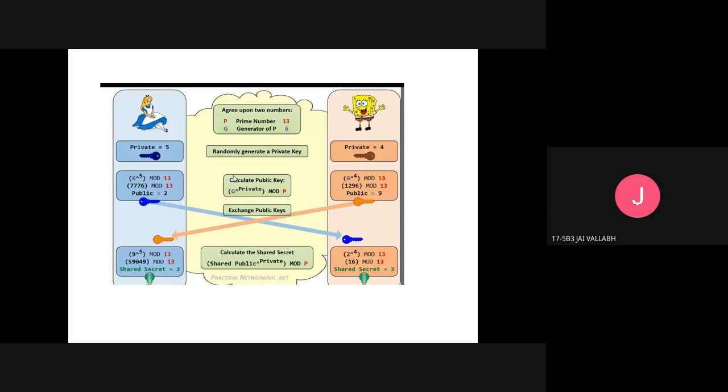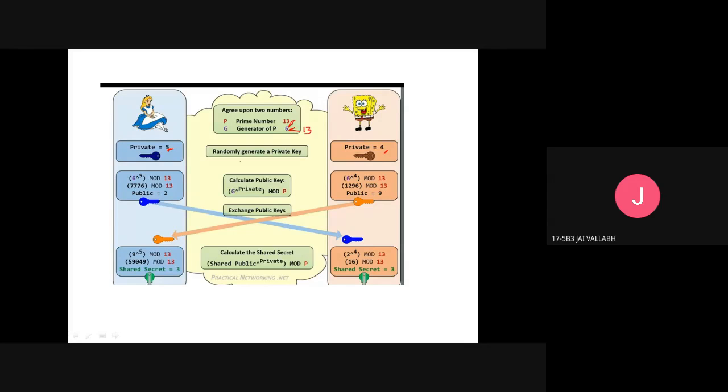Next, we'll be selecting private keys of the sender and receiver. Those values should also be less than 13, and they are 5 and 4. So 5 and 4 are selected at random such that they are less than 13. 13 is also selected at random, and in general it should be a large prime number. For our convenience, we are using 13. And alpha should be a primitive root of 13, and also must be less than 13.